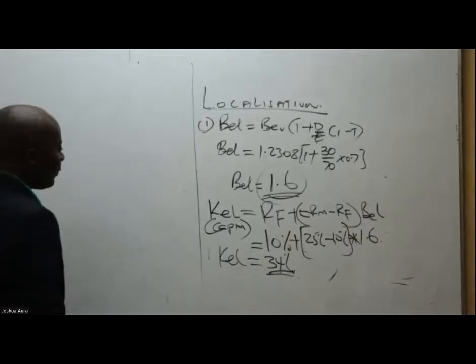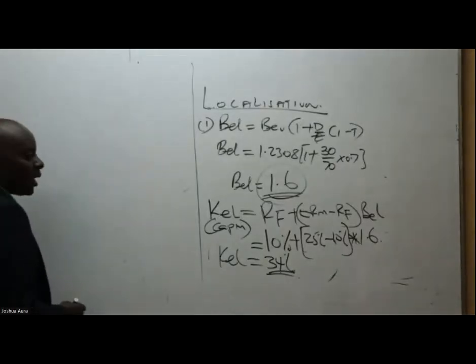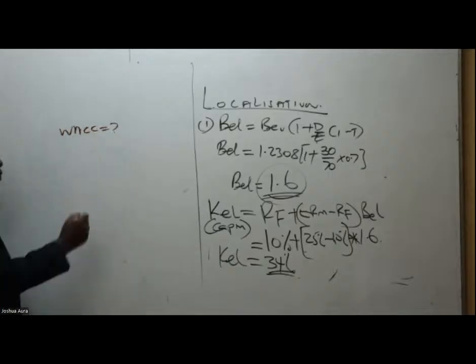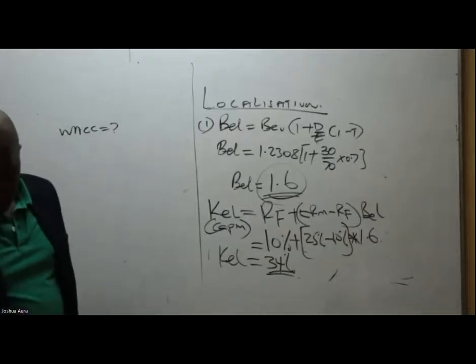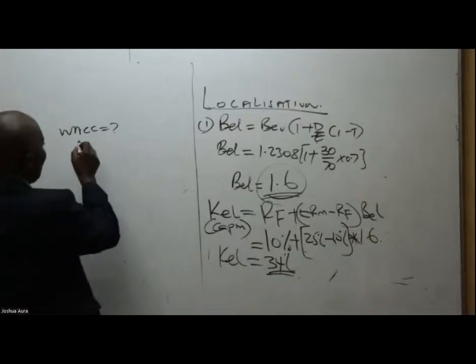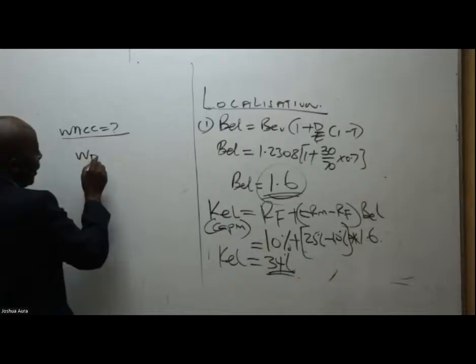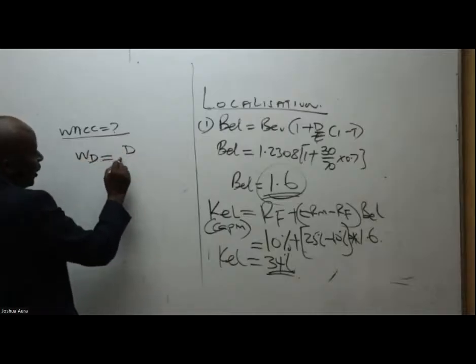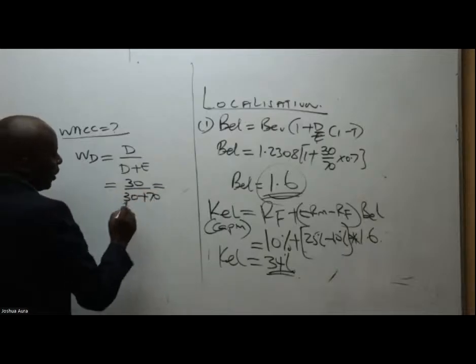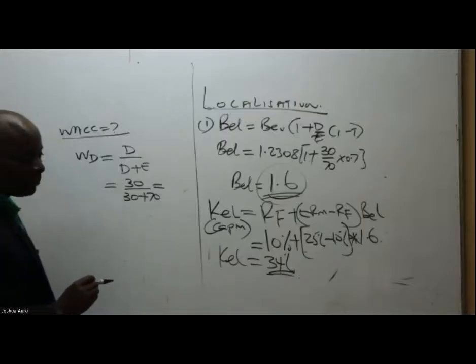Ladies and gentlemen, the moment I have the cal there, I'll come here and calculate WACC, because if you read the question very well, it was about determining the suitable discounting rate. It's WACC. To get this WACC, it will be good to get the weight of debt first. Weight of debt is debt over debt plus equity. The debt in this case is 30, all over debt, which is 30, plus equity, which is 70. So the weight of debt will be 0.3.